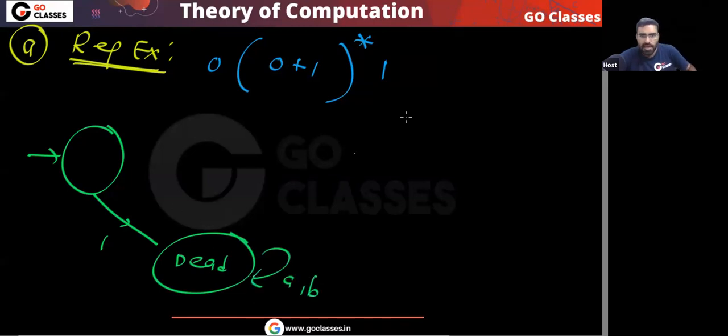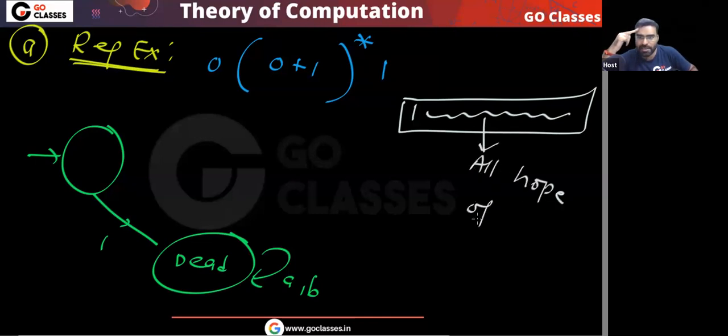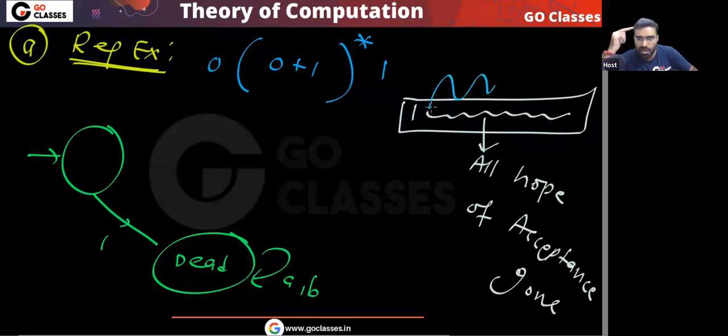Because notice, if the first symbol is 1, then all the hope of acceptance is gone. Do you agree with me? There is no hope of acceptance now. This is the hopeless situation. If you start with 1, then whatever comes in future, I can say I cannot accept. So all hope of acceptance is gone.